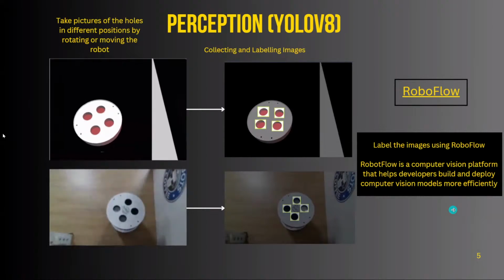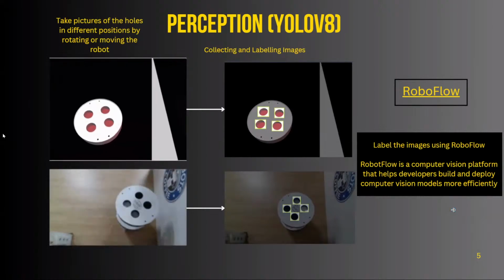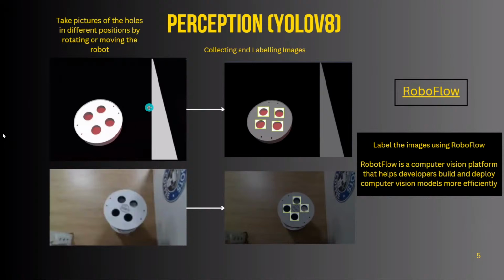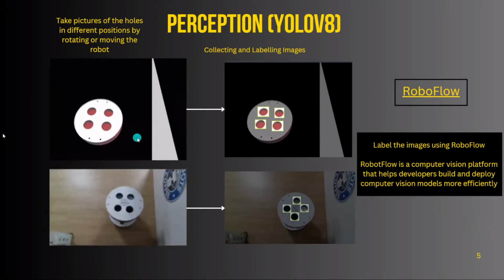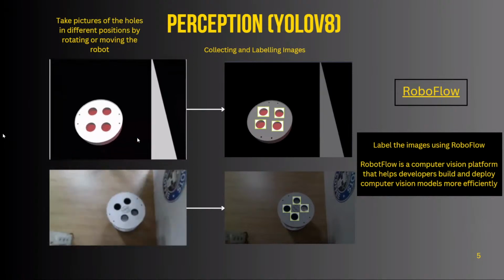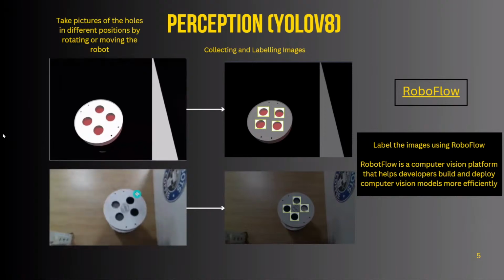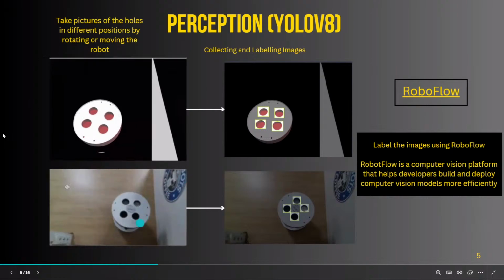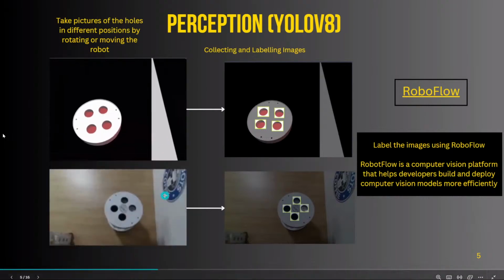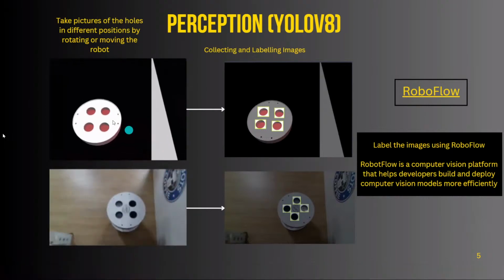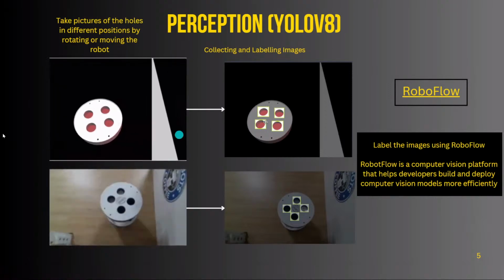So now we have to collect and label the images. This is the simulation, and this is the real robot. In the simulation, I collected about 20 to 25 images, not sure of the exact amount, I think it's 23. And in the real robot, I collected about 30 images. Each of the images is in a different position and rotated, as you can see here in this GIF.